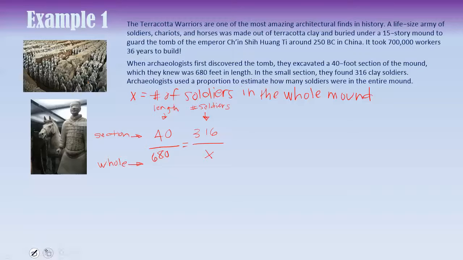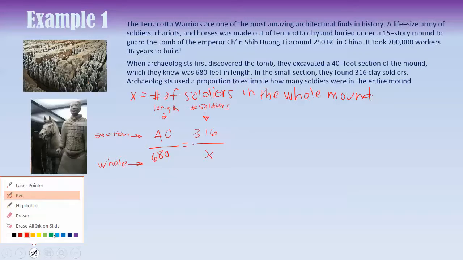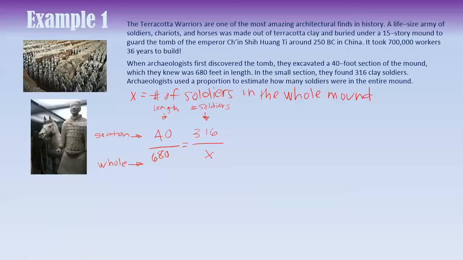So we're going to solve that proportion by cross multiplying. Whenever we have two fractions set equal to each other, we can cross multiply, which means you take the numerator of one and the denominator of the other and multiply, and that's going to be equal to the other numerator and other denominator. So in doing that, I'm going to say 40 times x equals 316 times 680. And I'm going to write that all out. I'm not just going to do the multiplication in my head. I'm going to show exactly what it is that my proportion gives me.